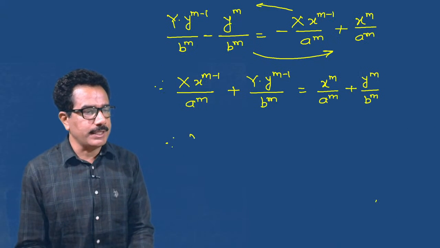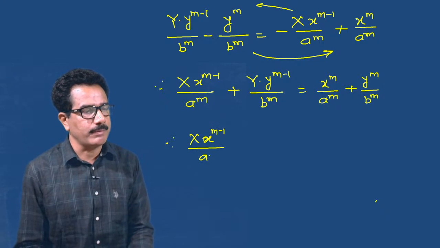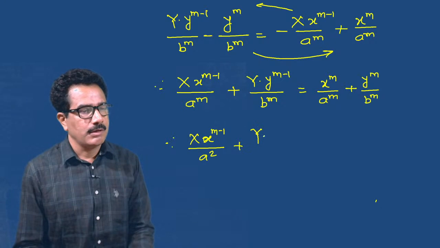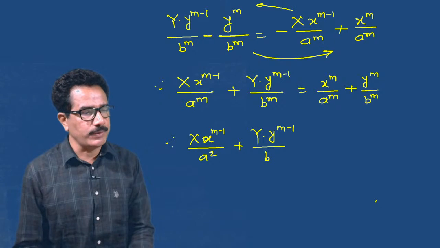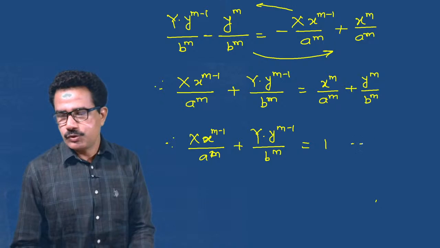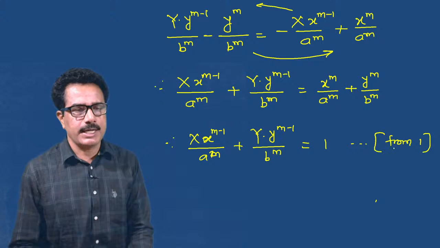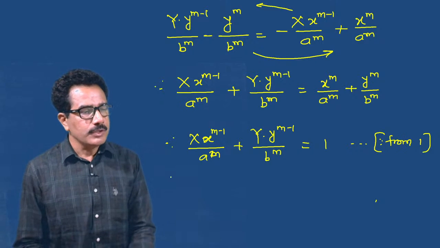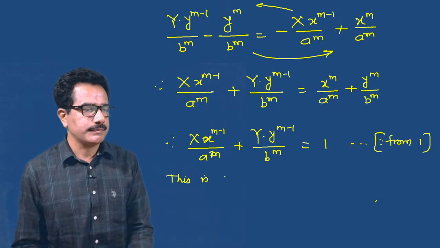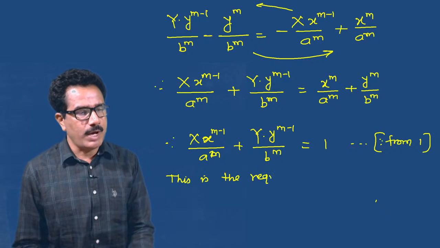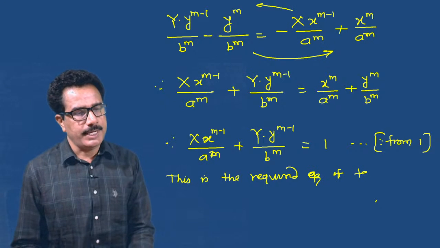The final answer is capital X into small x raised to m minus 1 divided by a raised to m, plus capital Y into small y raised to m minus 1 divided by b raised to m, which is equals to 1. So we can write from 1, this is the required equation of tangent.